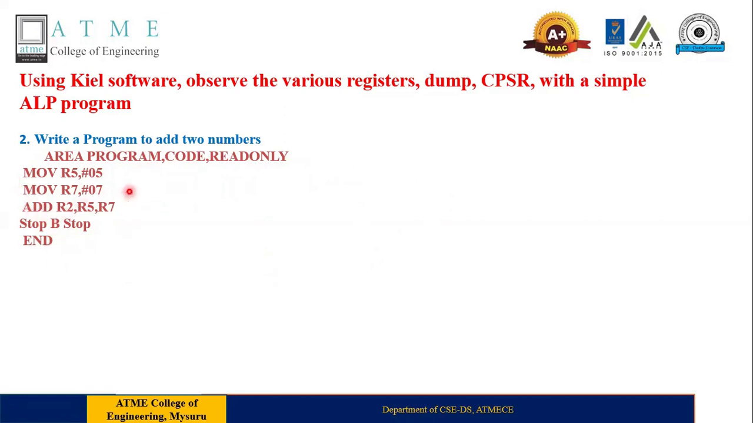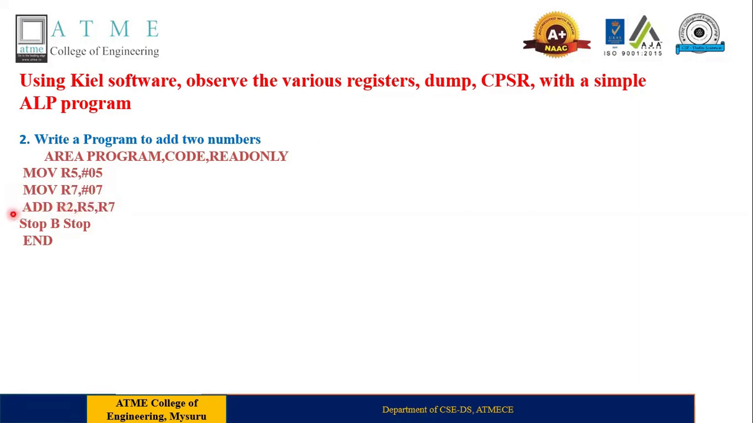Here you can observe how the instructions are written. They are written in the fashion opcode, destination, source. Here the source can be data or an address. Coming to the first instruction, move 05 to the R5 register. Similarly, move 07 to the R7 register.